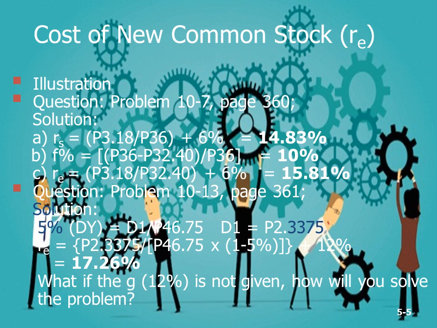Just a follow-up question. What if the growth rate of dividend of 12% is not given? How will you solve for this one? Or can this be solved? The answer is yes. One of the methods of computing the growth rate is to get the product of the plowback ratio and the ROE. So to get the 12%, even if it's not given, you get the plowback ratio, which is 1 minus the payout ratio of 25%. The plowback ratio is 75% times 16% ROE, and you can still get 12%. Okay?